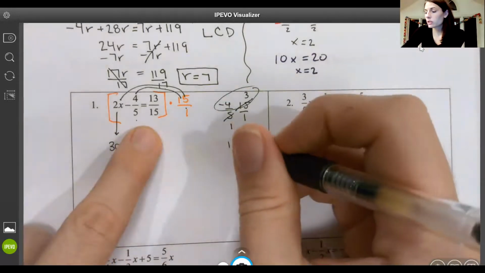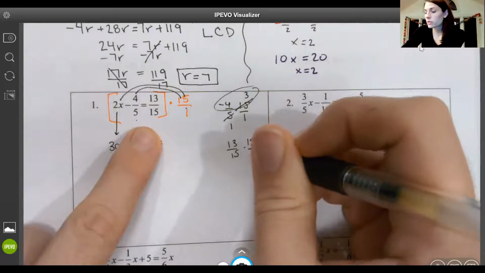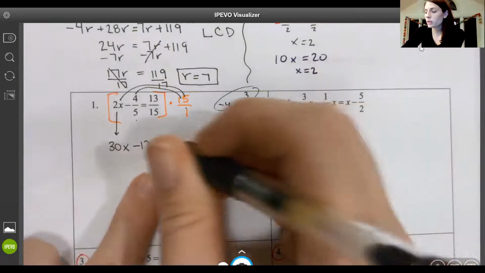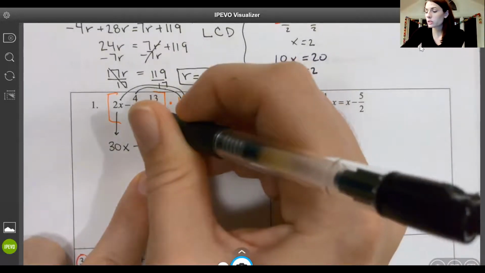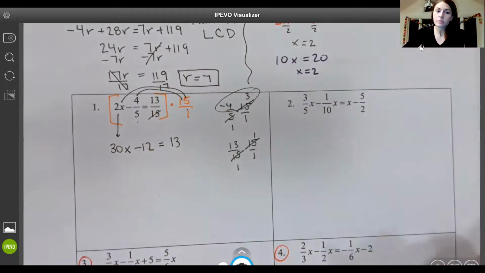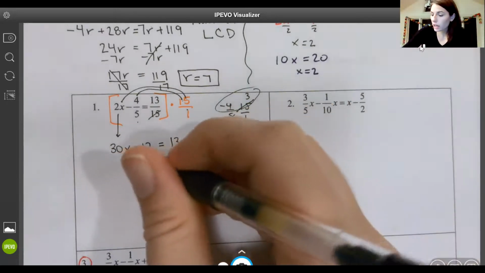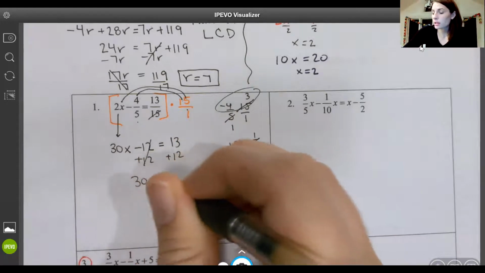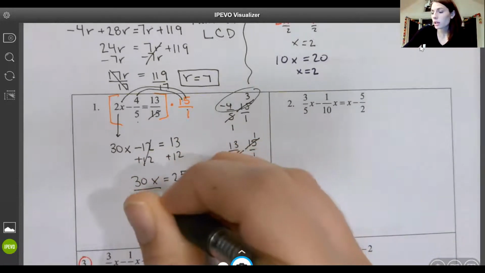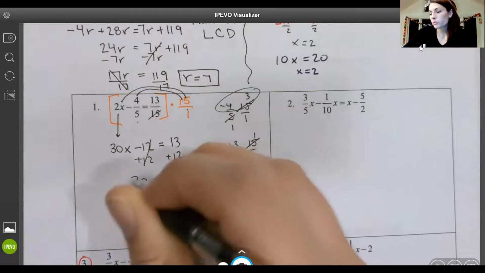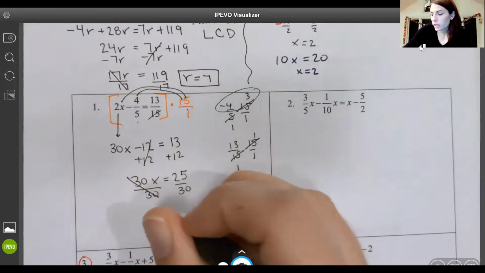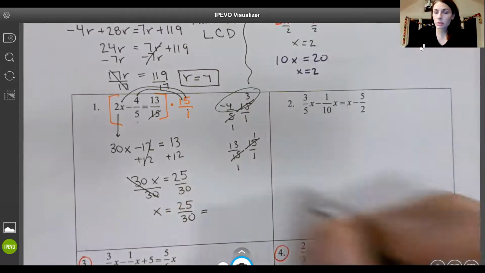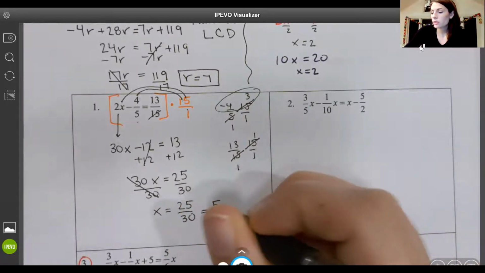Equals 13/15 times 15. 15 over 15 is just 1 over 1. This just becomes 13, or in other words, these 15s are just canceling out. And now solving, I add 12, and I get 30x equals 25, and I divide by 30, and x equals 25/30ths, and we would never leave that because that can be reduced to 5/6.